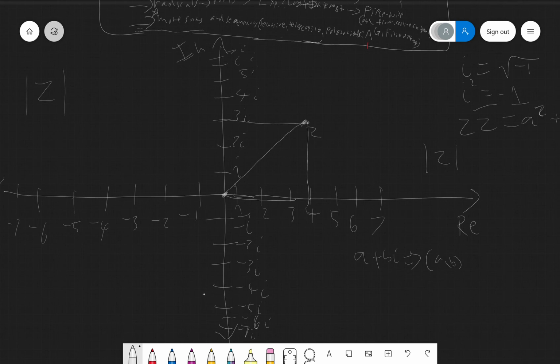And we know that if this is a plus bi, then this is b and this is a. So this is the square root of a squared plus b squared. So now we know what the magnitude of z is.